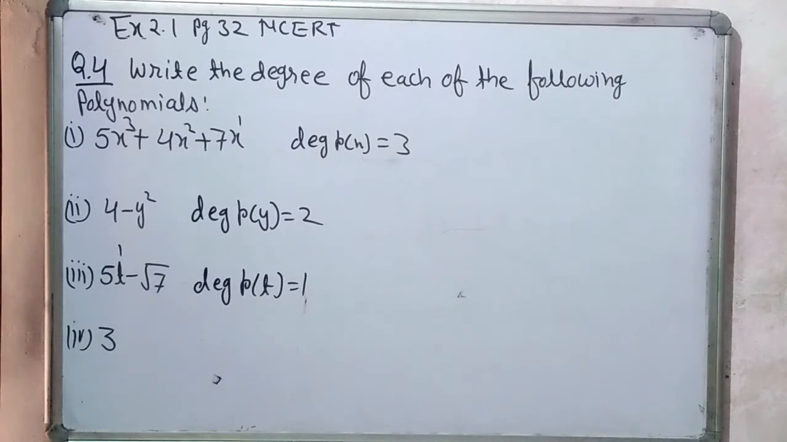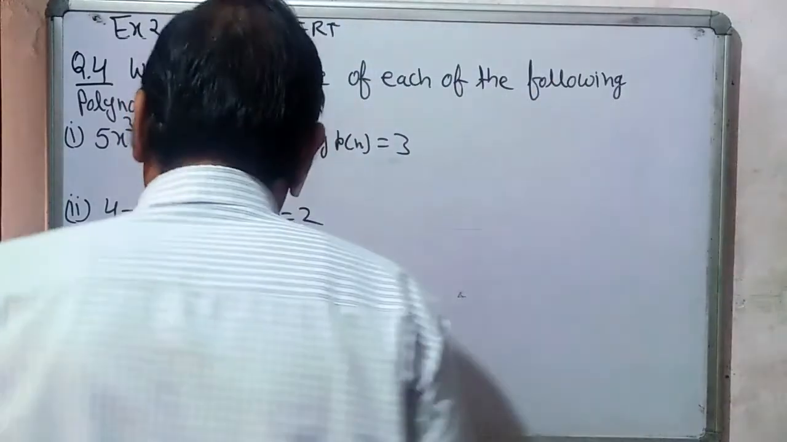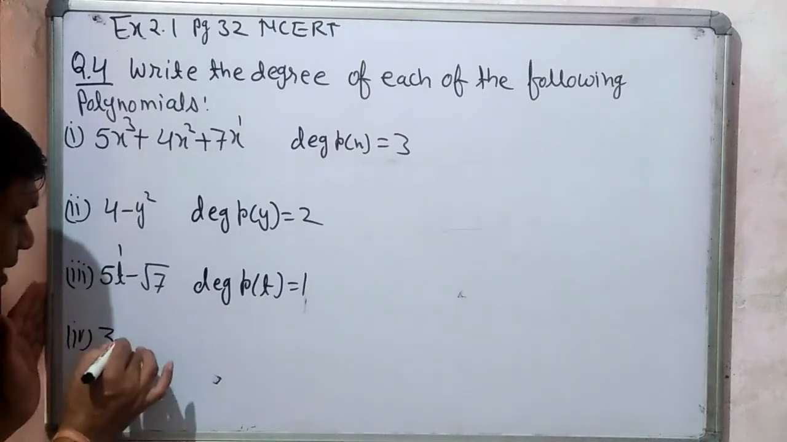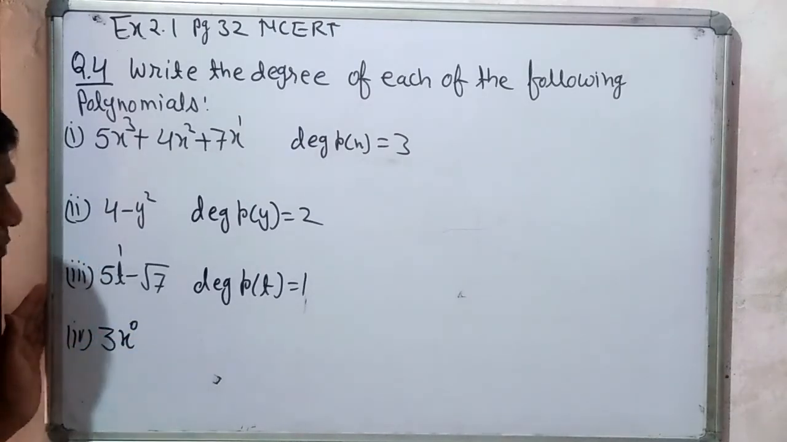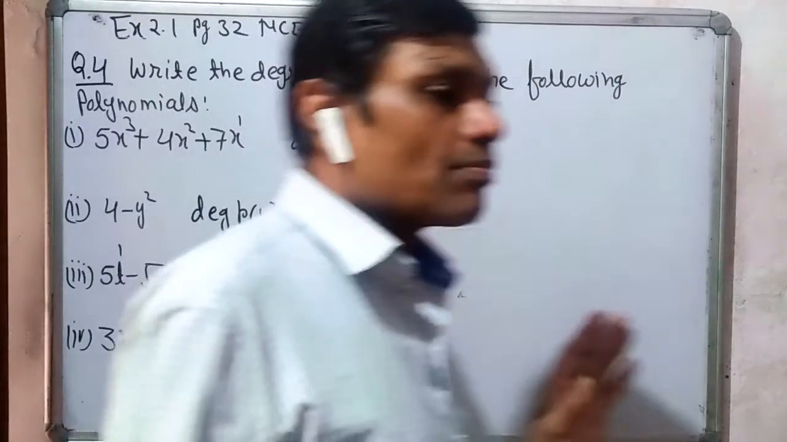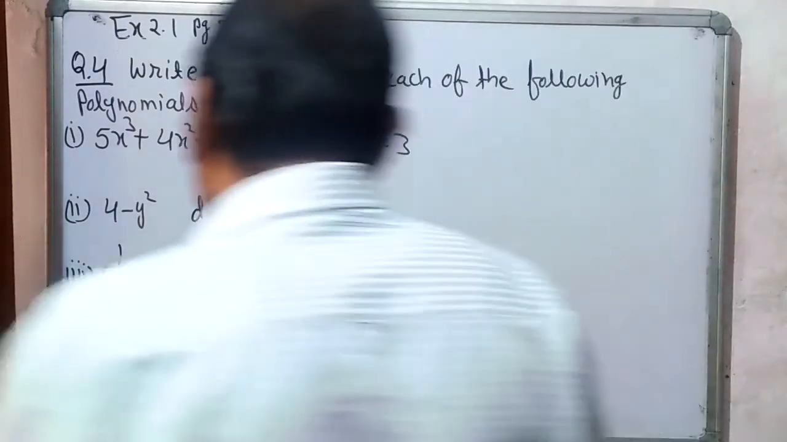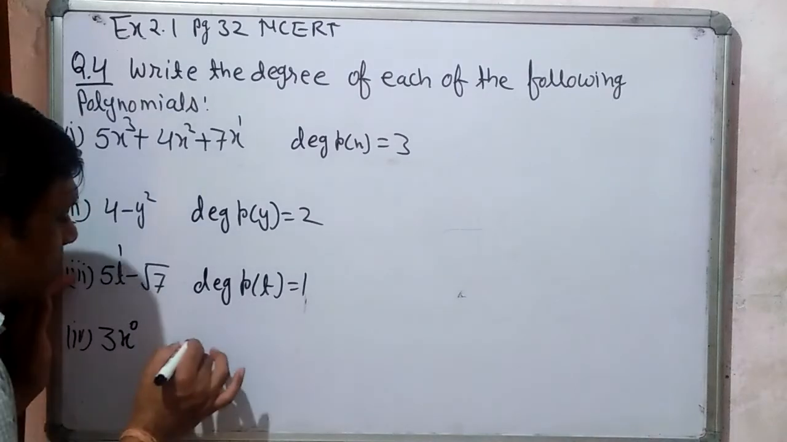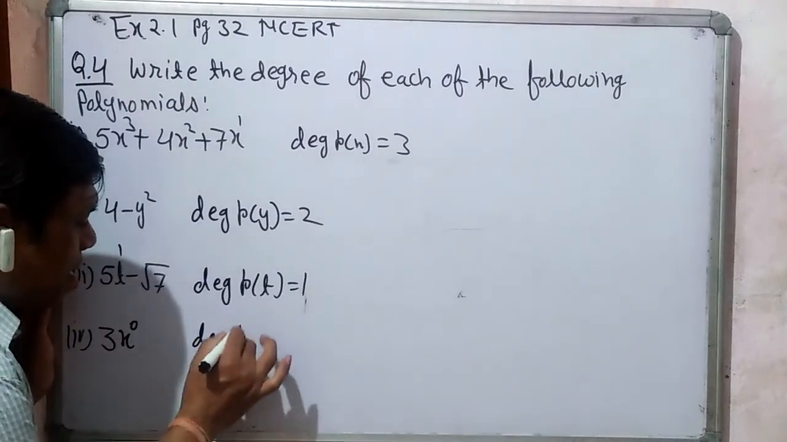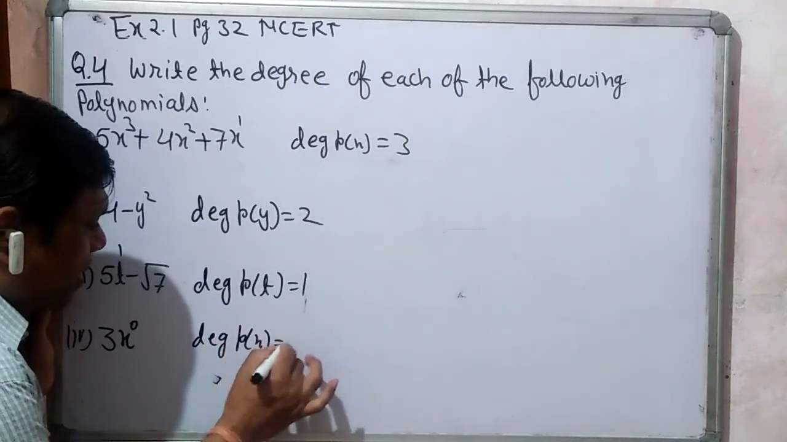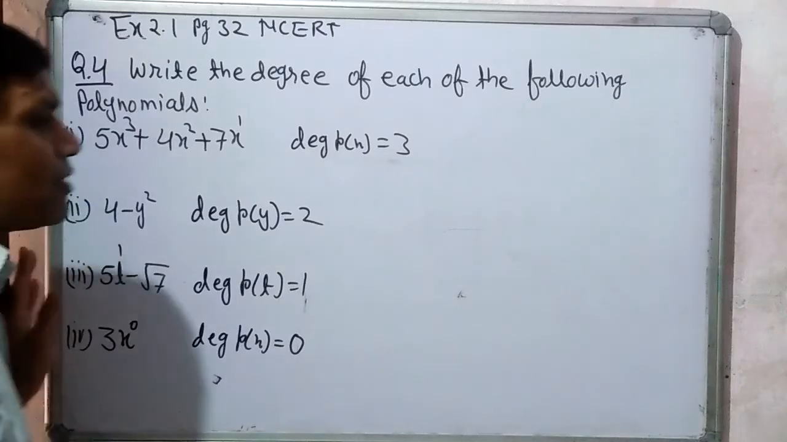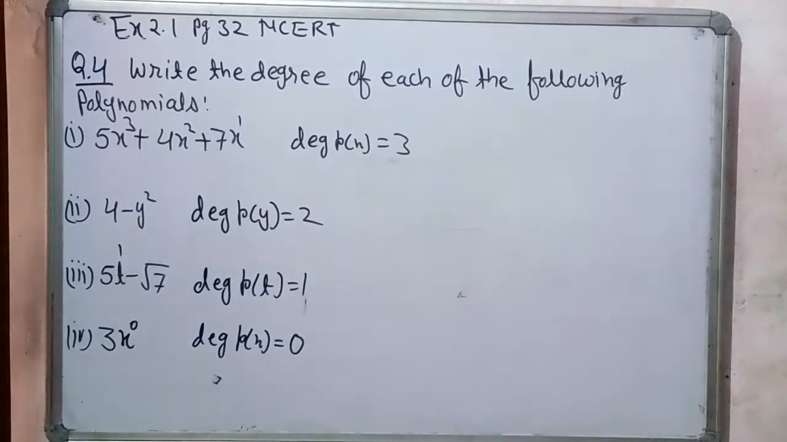The fourth part, see it very carefully. Can I write this one as 3 into x raised to power 0? Is it true? If it is true, then we can say the degree of the polynomial in this case is 0. The degree of the polynomial in x is 0. I am sure this last part is very clear to you.